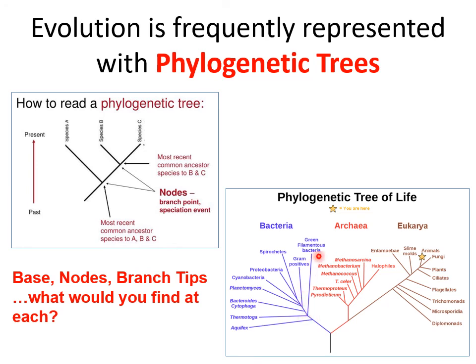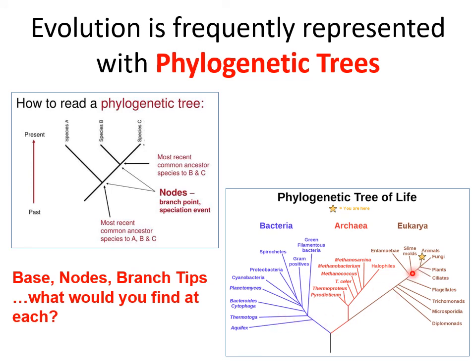So when you read this phylogenetic tree, you can ask yourself, well, are green filamentous bacteria more closely related to Thermotoga or to slime molds, let's say? And so what you see is these two share a node, which means they have a common ancestor, okay? Whereas slime molds are all the way over here, they're further separated, so they're less similar.